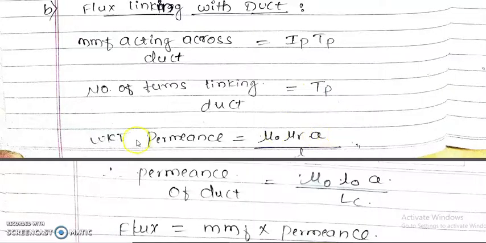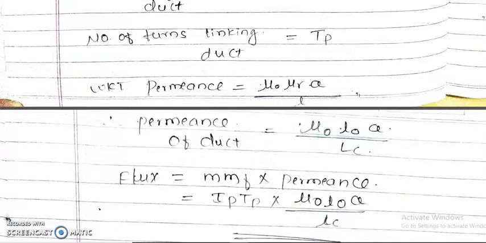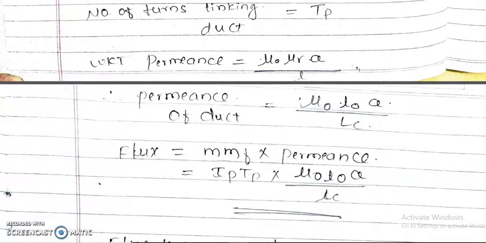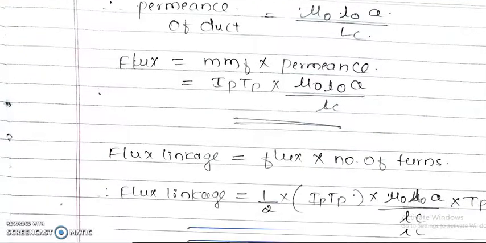This is a different formula. It is the general formula, and this one is specific with respect to this derivation. It is mu naught length into duct width. Length into duct width gives the area, divided by LC. LC is nothing but the height of winding, nothing but the height of duct. So flux you know, MMF you know. Just substitute that and we'll get the flux.